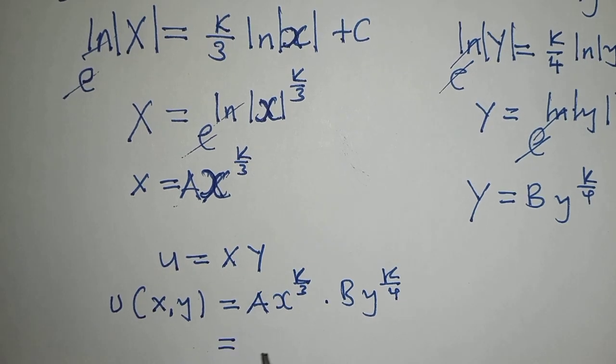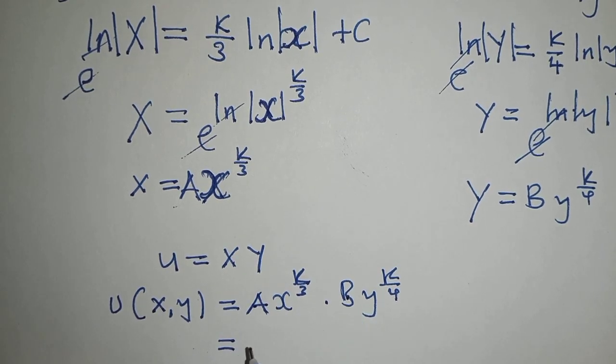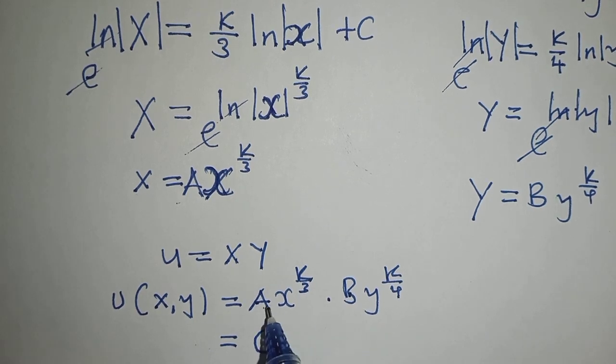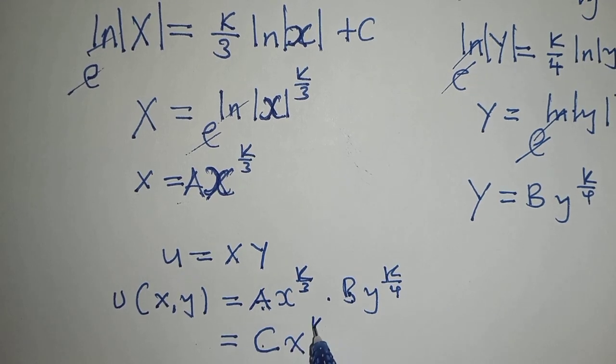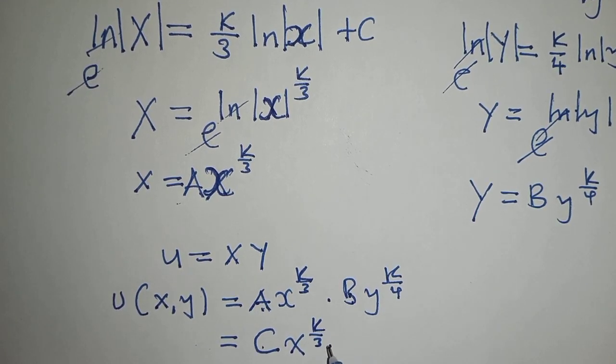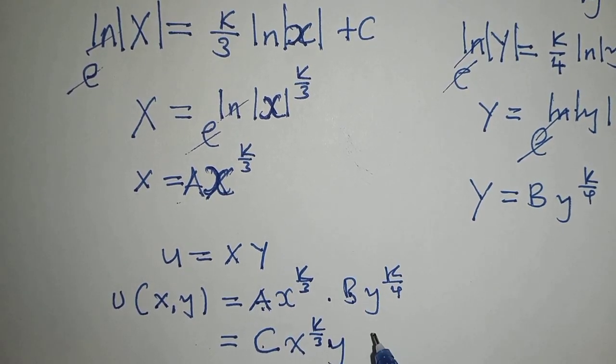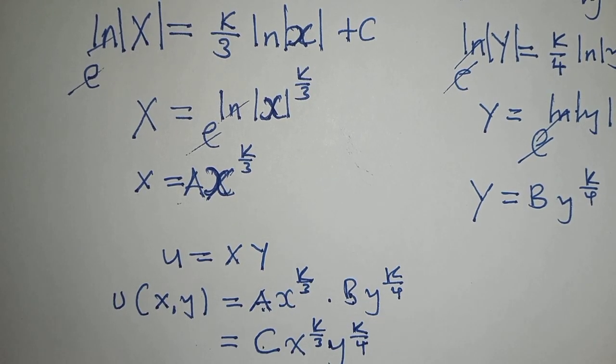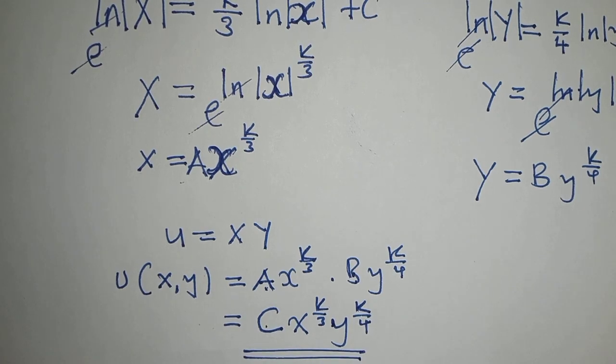Of which our final answer, because this is a constant and this is a constant, so just write a c to show that there will be a constant. Because constant times constant will still give you a constant. And copy what is remaining. So this is our answer right here.